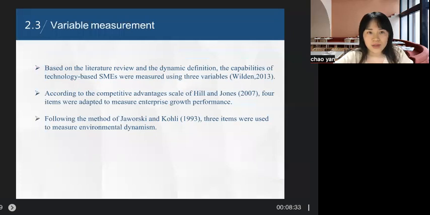Based on the literature review and the dynamic capability definition, the capability of technology-based SMEs was measured using three variables. According to the competitive advantage scale of Hill and Jones, 4 items were adapted to measure enterprise growth performance. Following the method of Jaworski and Kohli, 3 items were used to measure environmental dynamism.